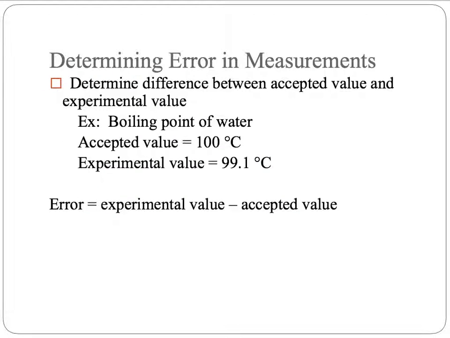Alright, how to determine error in your measurement. You're trying to figure out the difference between an accepted value, which is the same thing as the true value I talked about before, and the experimental value. Say I want you to go back in the lab and boil some water. We know that the accepted value for the boiling point of water in Celsius, not Fahrenheit, is 100 degrees. Say you do an experiment and you actually get it to boil at 99.1 instead of 100. You're pretty close, but you still have some error in your measurement.